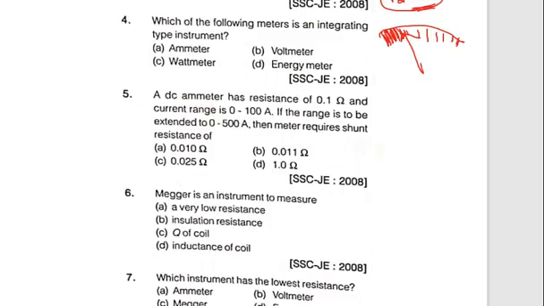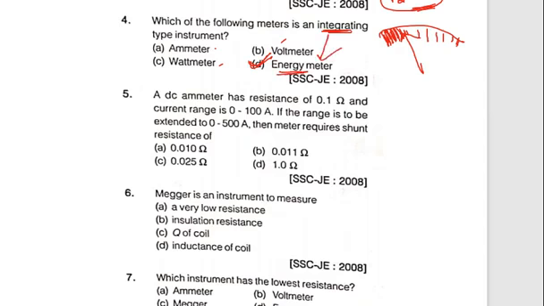Next, fourth question, which of the following meters is an integrating type instrument? Same question repeated in 2008 also. Energy meter is an integrating type instrument. Ammeter, voltmeter, wattmeter are indicating type instruments. Only energy meter is an integrating type instrument.